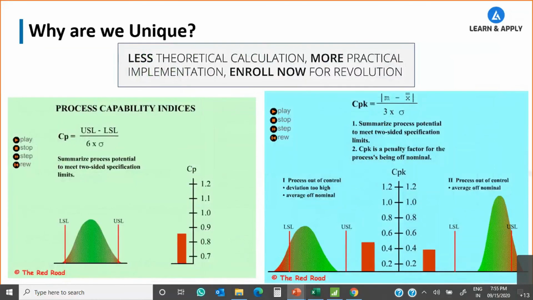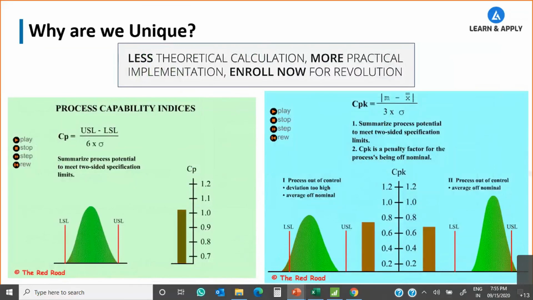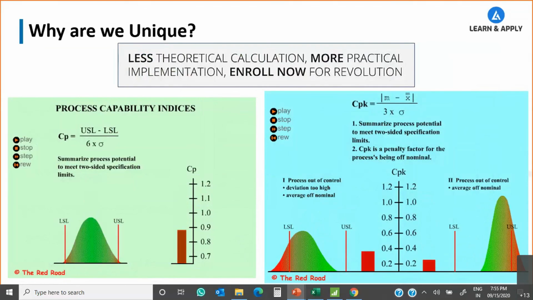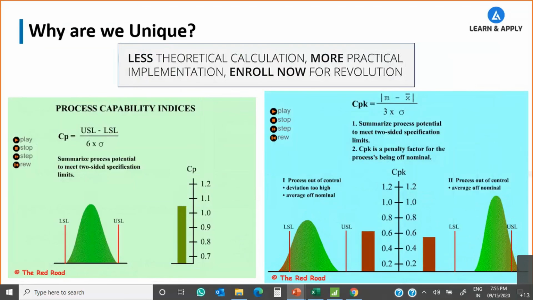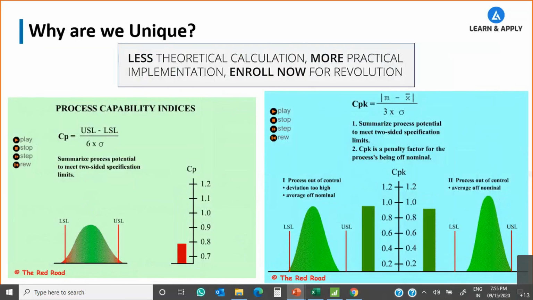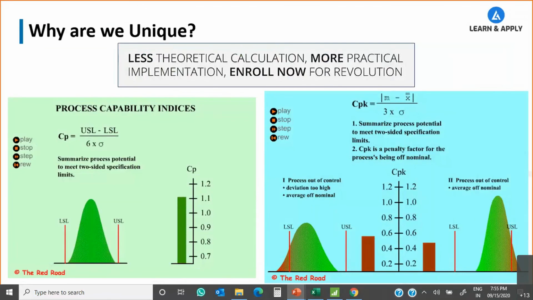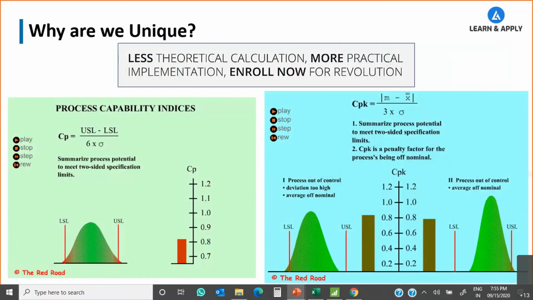Like if you are going to understand capability, what is meant by CP and what is CPK, and if you want to improve the CP and CPK, what are the things and courses of action we need to take. Everything we are going to explain with the help of some simulations or animations, so it will be very easy to understand.